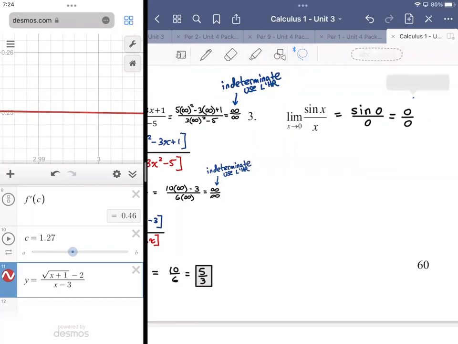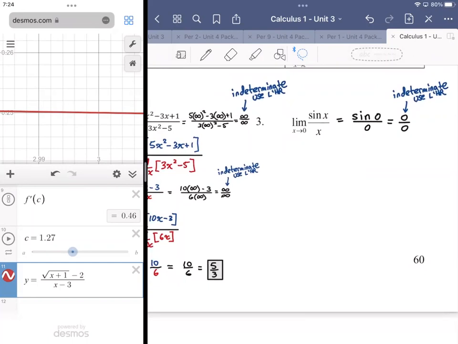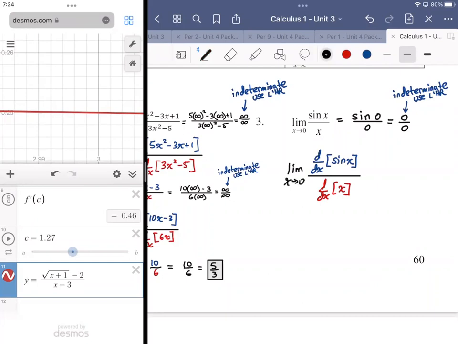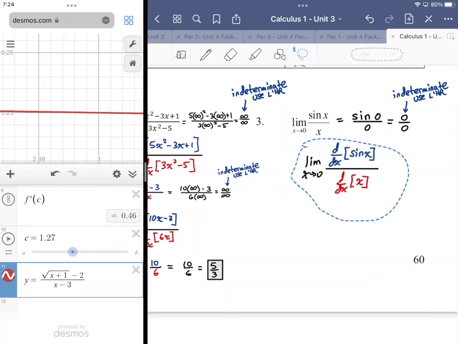Now, we were only able to verify this one graphically, that it would be equal to 1, but now we're going to be able to verify it analytically. So we do that by finding the derivative of the top and the derivative of the bottom, and applying the limit as x approaches 0 to that new ratio.